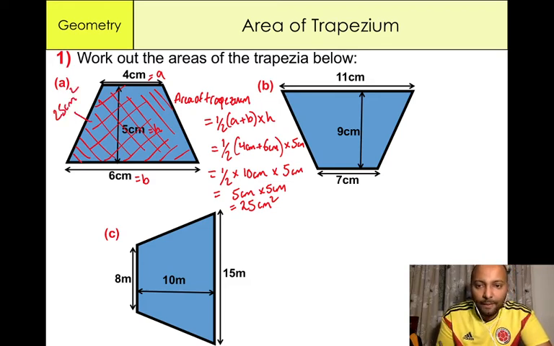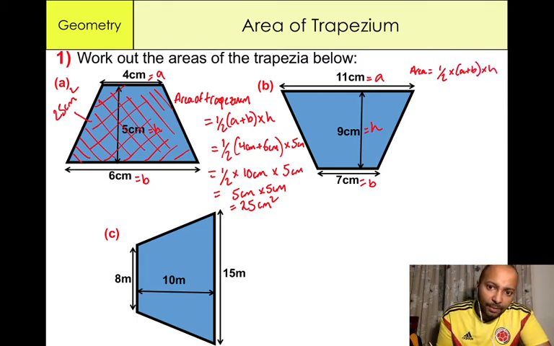Now let's have a look at 1b. Again, first thing I'm going to do is I'm going to label the sides of this trapezium. So the top one is A and the bottom one is B. And the height is 9 centimeters. So 9 centimeters equals the height. As always, to get your full marks, what you need to do is write the equation out. So area is equal to 1/2 times A plus B times it by the height.